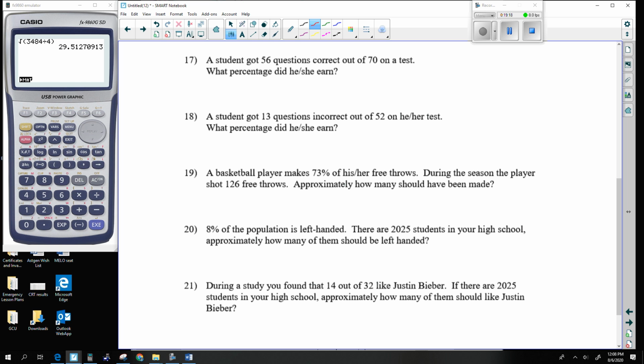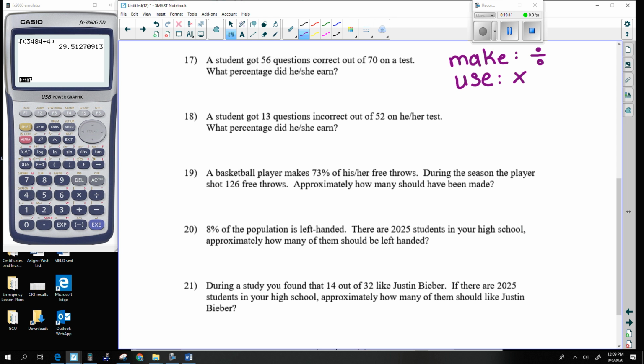Okay, and last but not least, I believe these are going to be percentage problems. Again, if you do not have a percentage and you need to create one, you need to make a percentage, you divide. Okay, to use a percentage, you multiply. All right.